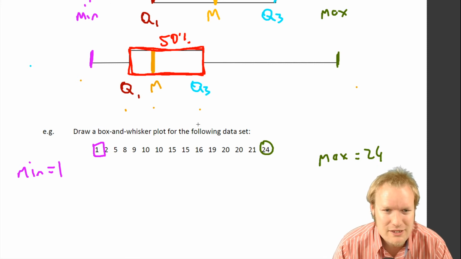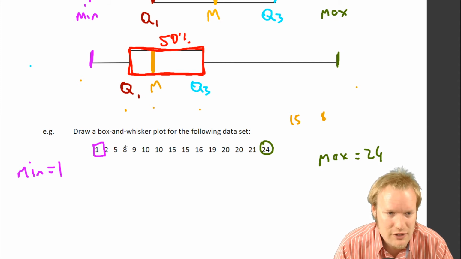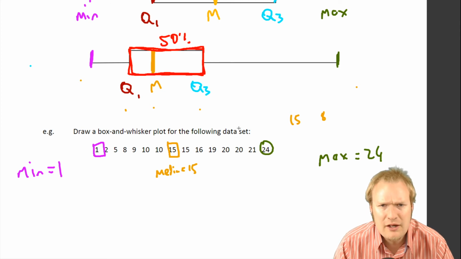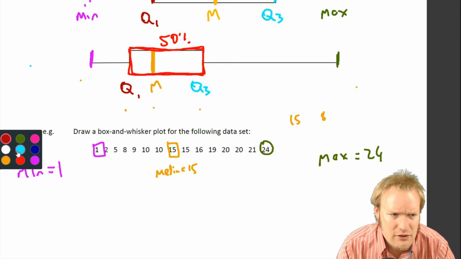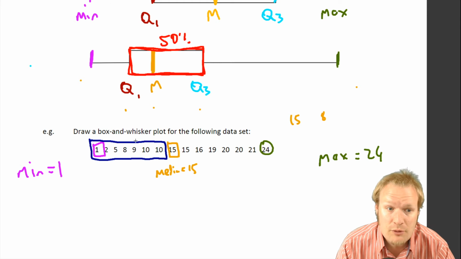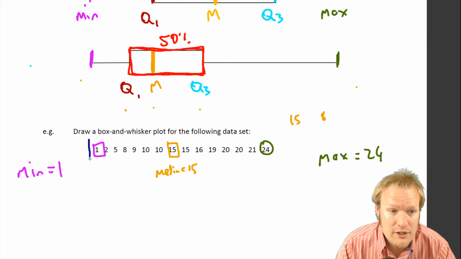Let's see. We said there are 15 points, so it must be the 8th point. So 1, 2, 3, 4, 5, 6, 7, 8 is 15. So there's our median. Let's put here, median equals 15. And then let's work out Q1. Now remember we said to work out Q1, we had 2 different options. Are we going to work it out like that, option A, or like that, option B?